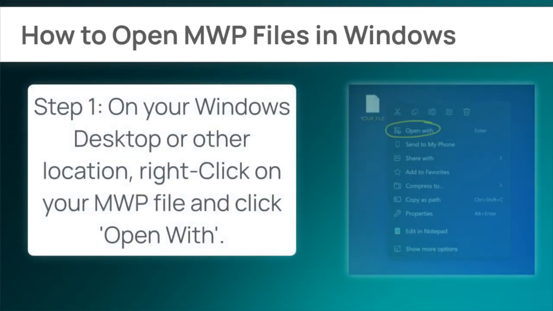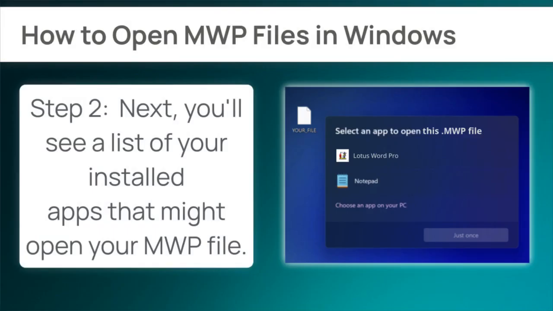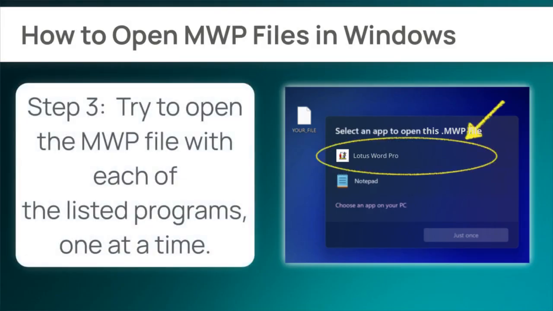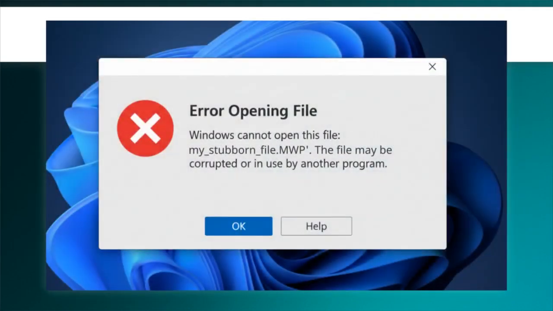Begin the compatibility check by right-clicking your MWP file and selecting Open With. Use Lotus Word Pro if it's an option. If not, test any other program in the list. Keep testing until the MWP file opens. If you still can't open the MWP file, it's okay.